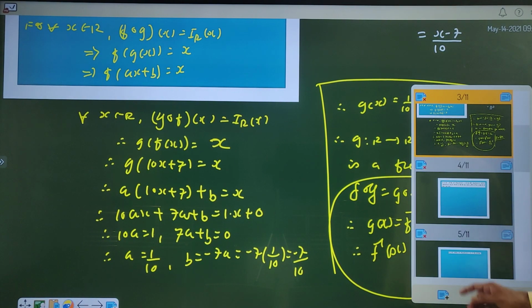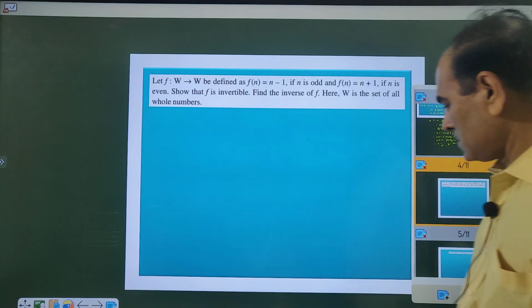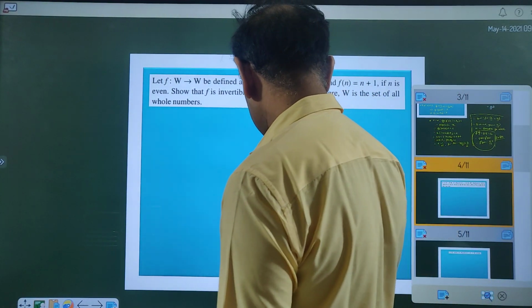Next, now see here, a very important sum.